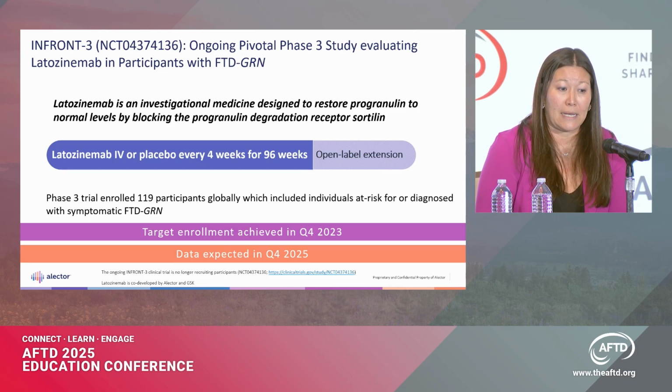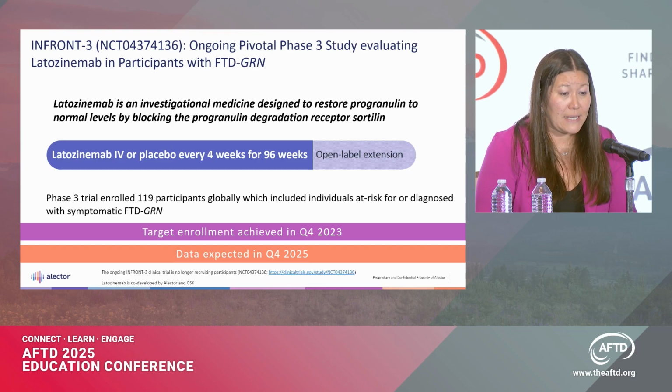You might ask what latozinemab is. This is an antibody therapy that's given via IV, and the proposed mechanism is that it blocks sortilin, which is a degradation receptor, in order to raise progranulin levels back to that of the normal levels.